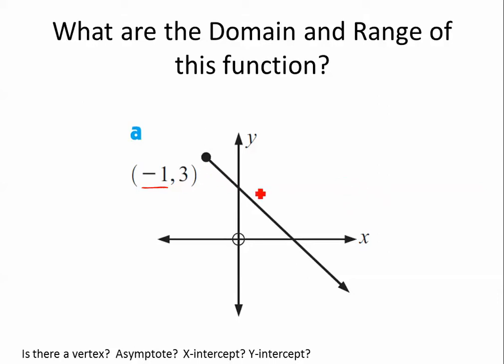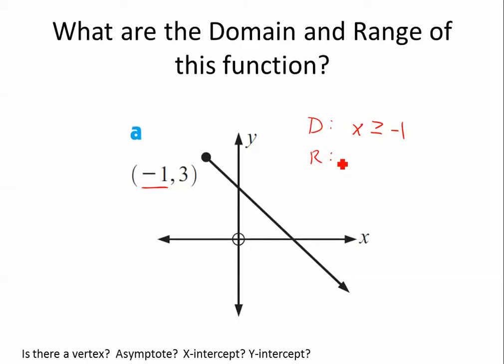So how do I show that x is everything from -1 to the right? Well, I say x is greater than or equal to -1. And that's my domain. All right, how about the range? Well, the range, again, is the y values. And so we're going to look at the range.